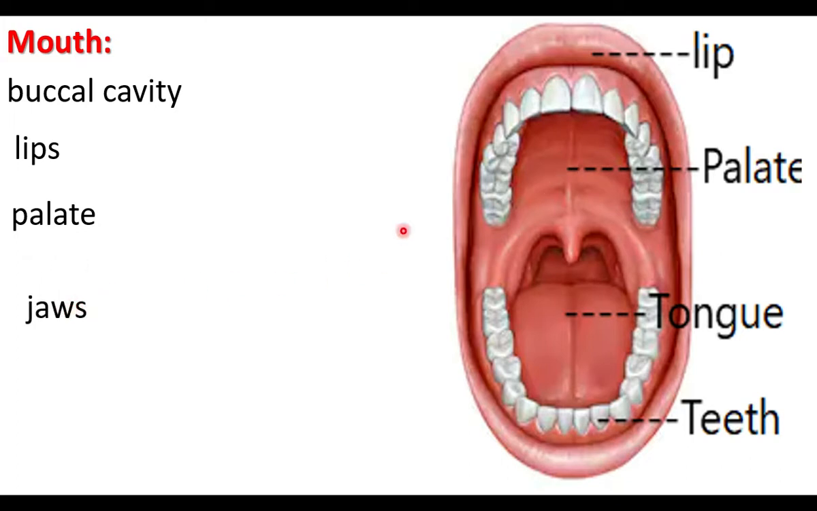And on the side we have jaws. At the back side there is the throat, and the jaws have teeth. There is a tongue inside the mouth. The tongue mixes the food with saliva, and the tongue also rolls the food for swallowing.